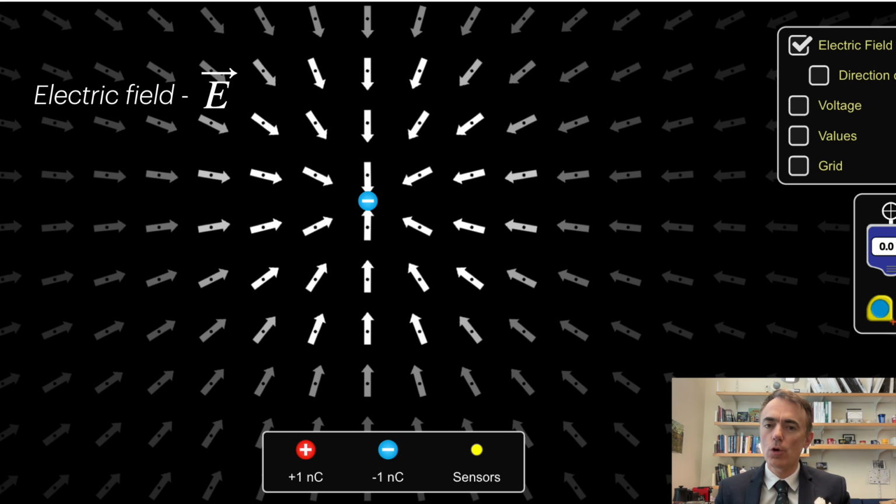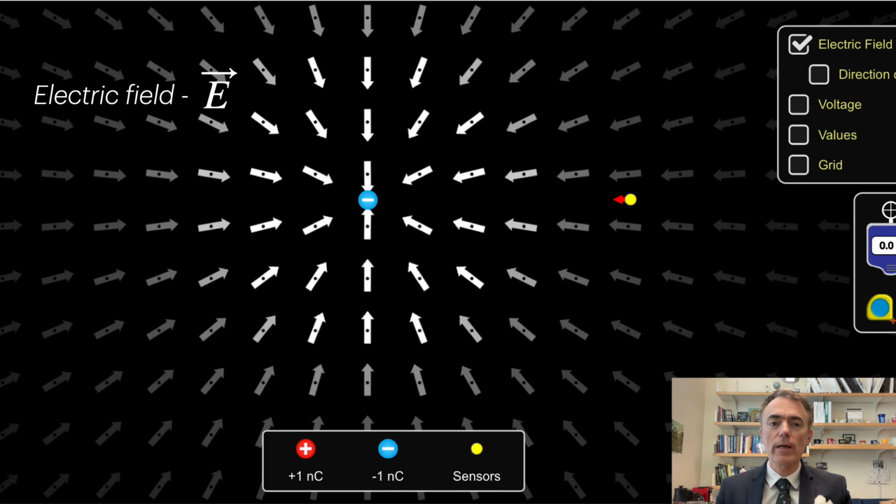First, let's define what an electric field is. An electric field represented by the symbol E is a vector field that surrounds a charge. It shows the direction and strength of the force that a positive test charge would feel if placed in that field. In simple terms, it's how a charge creates a force field around it that can push or pull other charges.